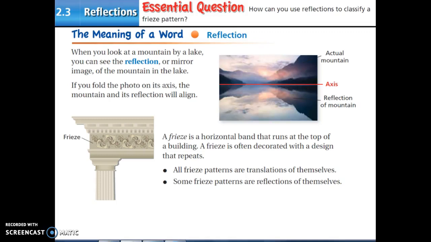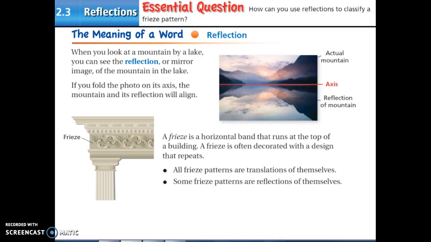Hello, today we're going to be discussing section 2.3, which is on reflections. Our essential question for the day is how can you use reflections to classify a frieze pattern? The word reflection simply means that an image can be replicated by folding it across a particular line.